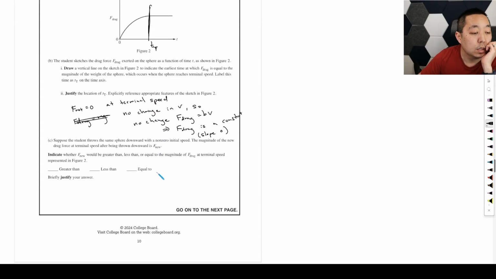Okay. Suppose the student throws the same sphere downward with a non-zero initial speed. The magnitude of the new drag force at terminal speed after being thrown downward is F new. Indicate whether F new would be greater than. Well, F new, the F drag, sorry, is equal to mg at terminal velocity. At terminal speed.